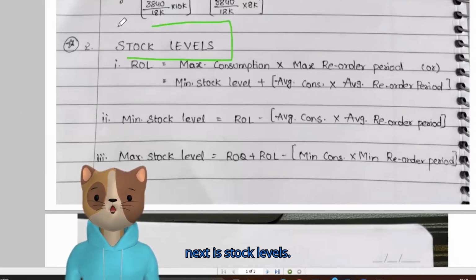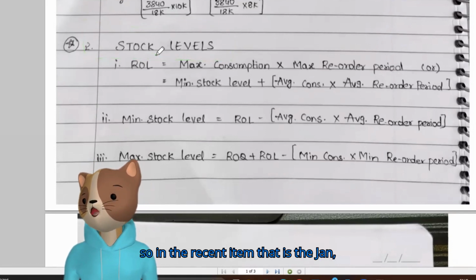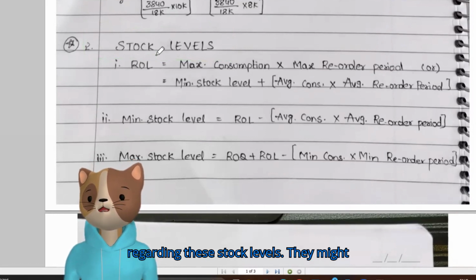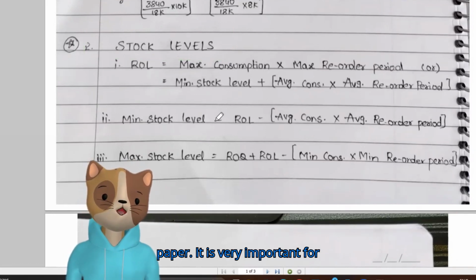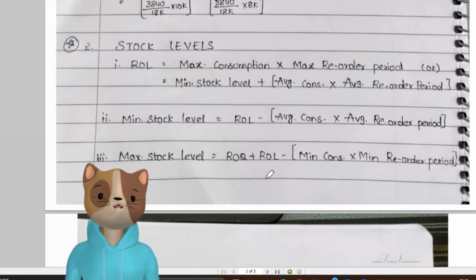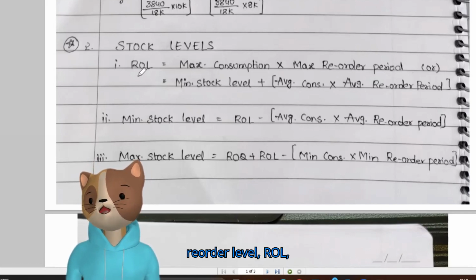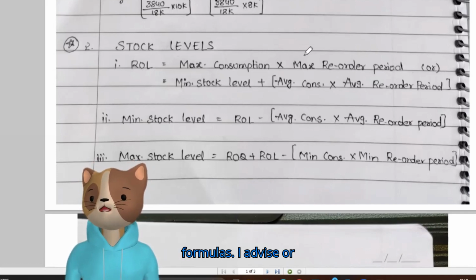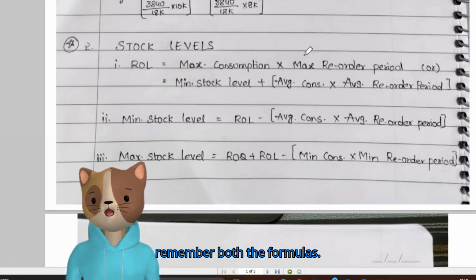Next is stock levels. This is very important. I think in the recent attempt, that is the Jan attempt, they have given a question regarding these stock levels. They might give an MCQ or a descriptive question. It is very important for us to remember the formulas. So the first is reorder level, ROL. There are two formulas. I suggest you remember both the formulas.